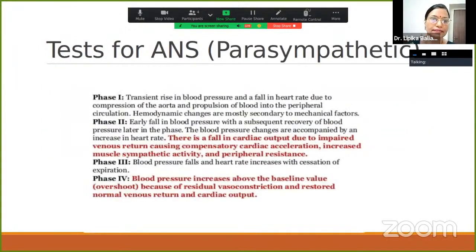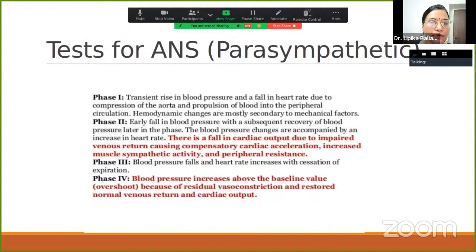So what are the tests? As I told you, the stages of the disease progress as early, intermediate, and late. We have to take adequate information after performing the tests also. In phase 1, there will be a transient rise in blood pressure and a fall in heart rate due to compression of the aorta and propulsion of blood into the peripheral circulation. Hemodynamic changes are mostly secondary to mechanical factors here.